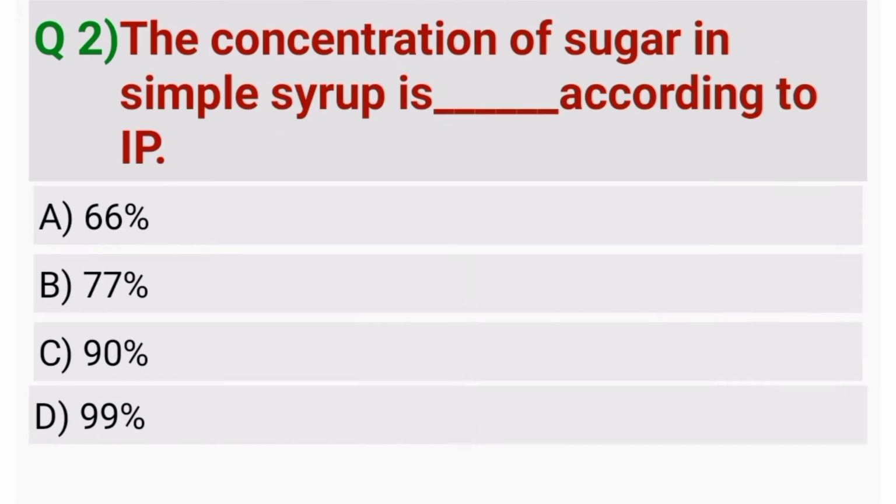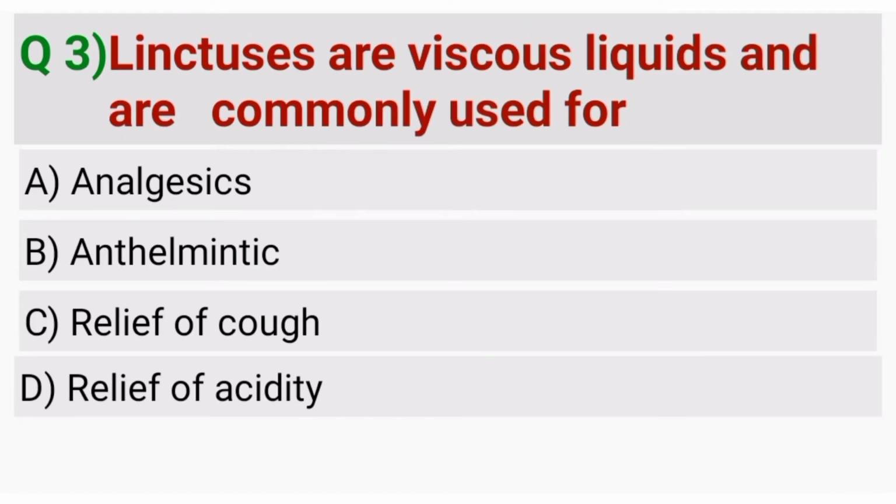Okay. Question number 2. The concentration of sugar in simple syrup is dash according to IP. Here the options are 66%, 77%, 90% and 99%. Here the answer is option A, 66%. Question number 3. Linctuses are viscous liquids and are commonly used for? Options are analgesics, anthelmintics, relief of cough and relief of acidity. Linctuses are commonly used for the relief of cough. Here the answer is option C, relief of cough.